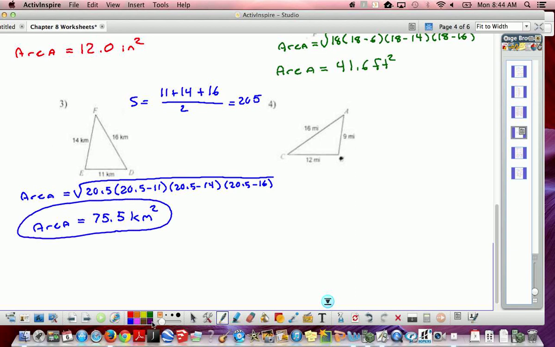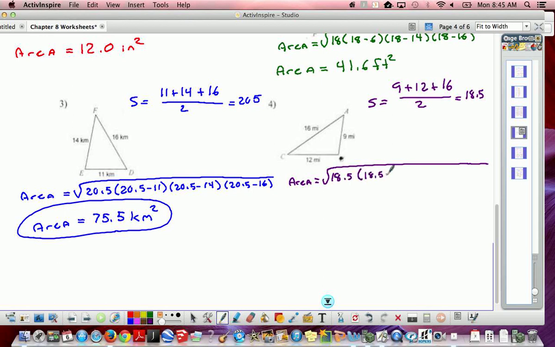All right, last one, semi-perimeter first. So again, I'm going 9 plus 12 plus 16, all divided by 2. If I add those up and divide by 2, 18.5. So to get my area, we're taking the square root of 18.5 times 18.5 minus 9, 18.5 minus 12, and 18.5 minus 16.